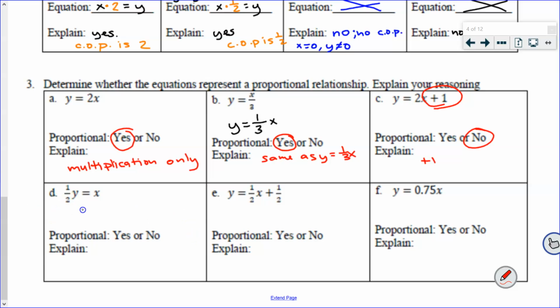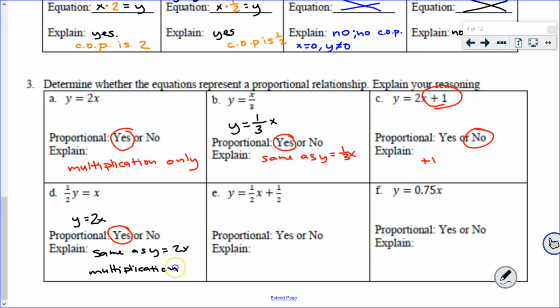D, is it proportional? It is. It's just multiplication. Yes, we might be multiplying on the wrong side, but is it just multiplication? Yes. Here's how I could fix this if I wanted to. I could double half. If I double half, I get 1. But if I'm doubling this side, I need to double this side. X doubled is 2x. That's my explanation. Same as y equals 2x. Or I could say only multiplication.